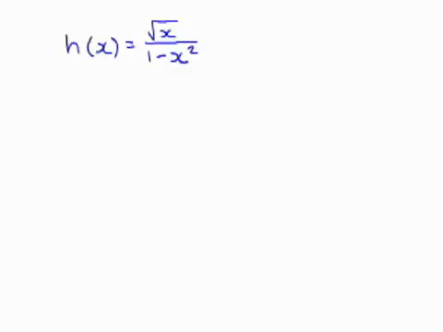When you look at this function h of x, it has the expression, the square root of x in the numerator, which one can refer to as f of x, and the expression 1 minus x squared in the denominator, and you could refer to this as g of x. So when one uses the quotient rule, we must take g of x multiplied by f prime of x, subtract from that f of x times g prime of x, and divide it all by g of x squared.